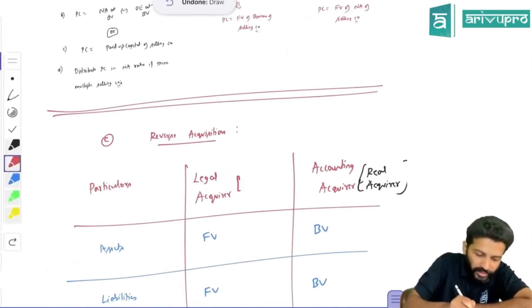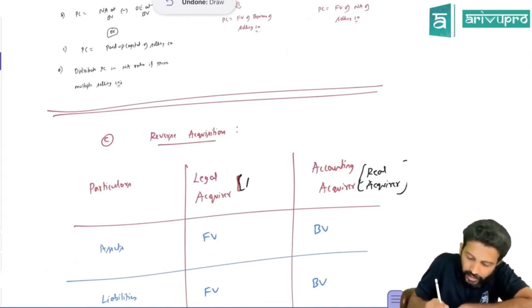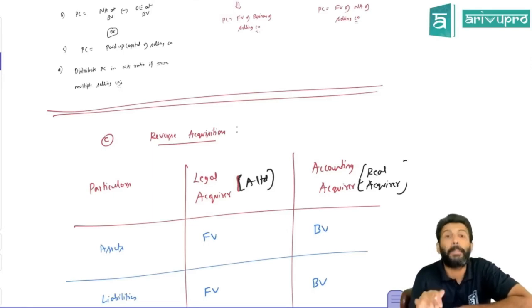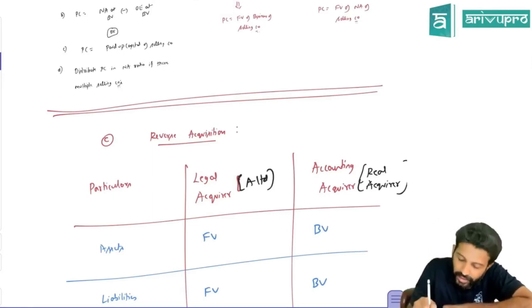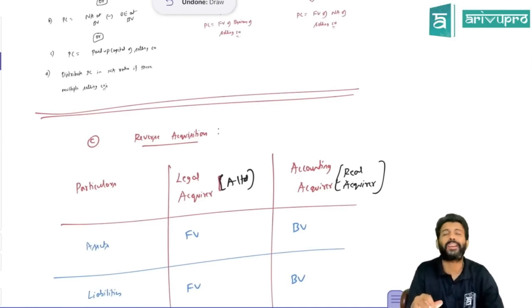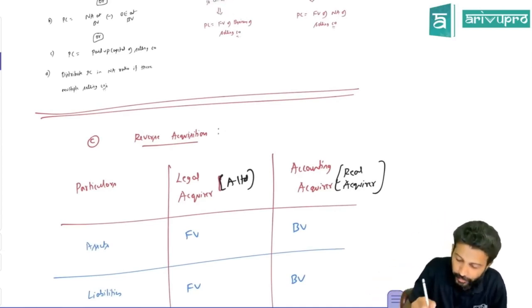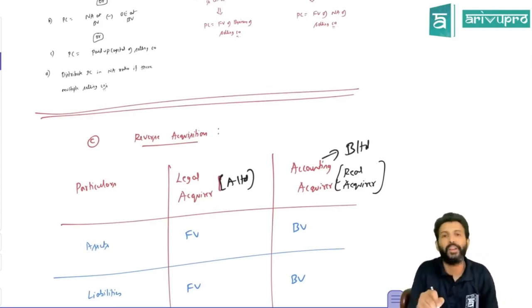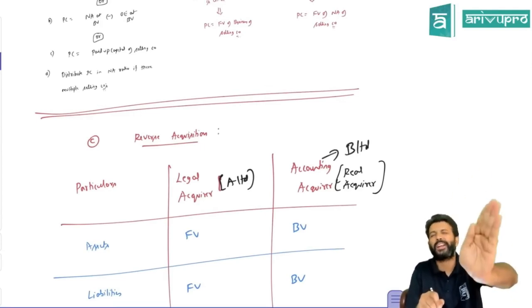A Limited here, we call it the legal acquirer. That is on paper. But really, who's the owner? B Limited. B Limited, we call the accounting acquirer. So the accounting and disclosures we make from the accounting acquirer's perspective. This B Limited, the accounting acquirer, is basically the real acquirer. So who's the real acquirer here? B Limited. So we do the accounting from the real acquirer's perspective.